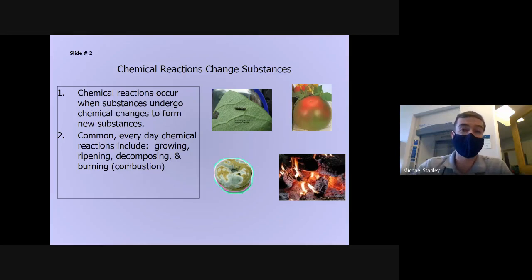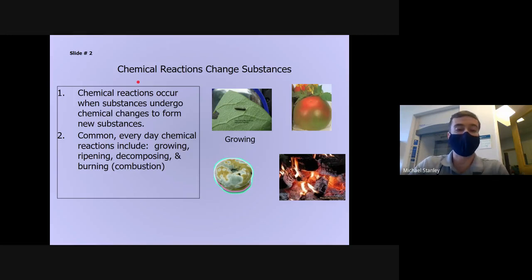So there are a whole bunch of different chemical reactions that are happening around you every day that you might not even realize. So things like growing, right? This little caterpillar right here is eating the parts of this leaf. It already took a little chunk out of here. And so it's eating away, and it's taking all of that plant material that it's eating, breaking it down in its stomach and turning that into energy and new caterpillar cells for growing. Eventually, it'll change those caterpillar cells into butterfly cells. But all of that happens due to chemical reactions.